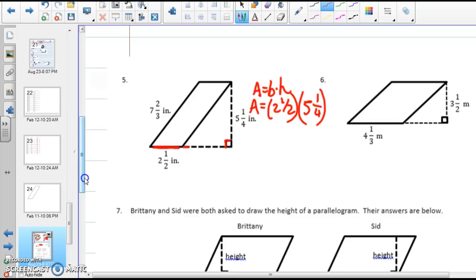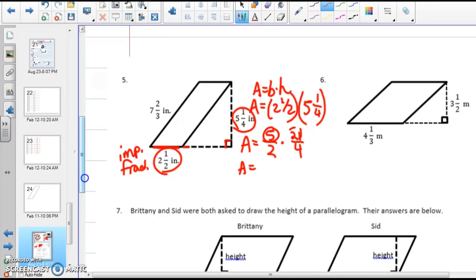So we're multiplying 2 1/2 and 5 1/4. Now, we talked about yesterday in class that before we can multiply with mixed numbers, we have to change them to improper fractions. So if you use what we did in class yesterday, 2 1/2 is actually 5 halves, because 2 times 2 is 4 plus 1 is 5. So I'm going to multiply that by 5 1/4. If I change it to an improper fraction, 4 times 5 is 20 plus 1 is 21. So I actually end up with 5 halves times 21/4.